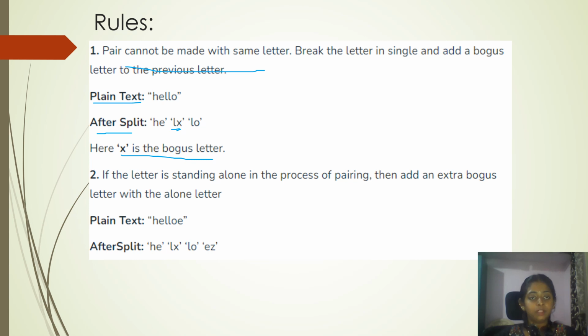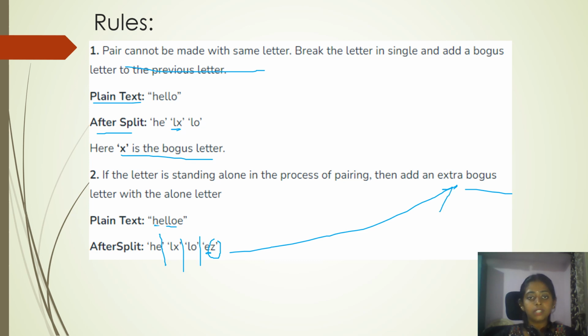HE, LX, LO. If a letter is standing alone in the process of pairing, then add an extra bogus letter with the alone letter. So here this is one pair, this is one pair, this is one pair. Now E is left alone. So Z is a bogus letter which is added.